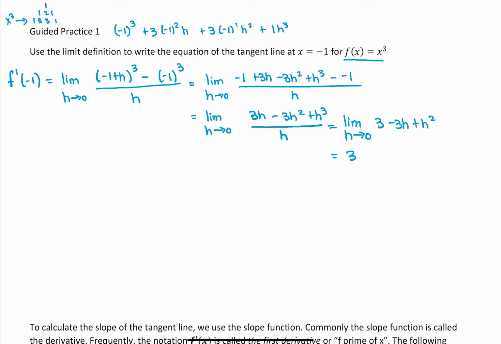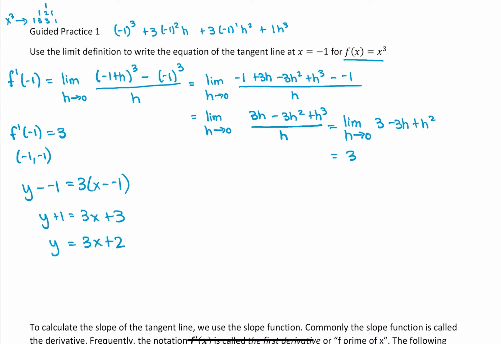So the slope of the tangent line is 3. So f prime of negative 1 is equal to 3. And we know the point (negative 1, negative 1) is on the graph. So y minus negative 1 is equal to 3 times x minus negative 1. That's going to give us y plus 1 equals 3x plus 3. And y is going to equal 3x plus 2. So again, if you substitute in negative 1, in this case, we should get negative 1, and 3 times negative 1 plus 2 is negative 1.